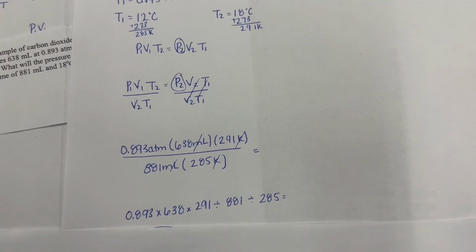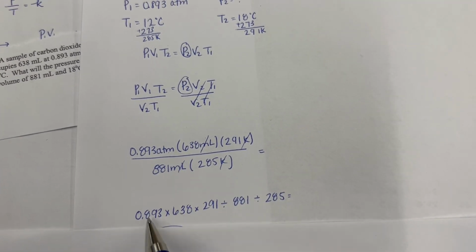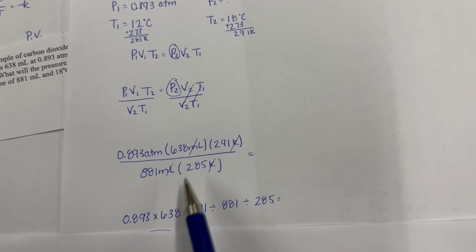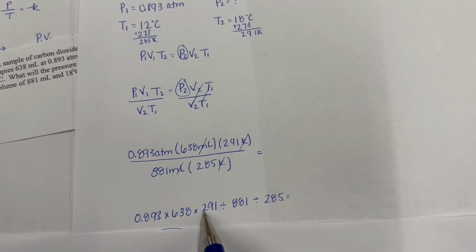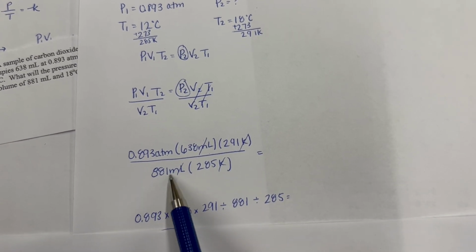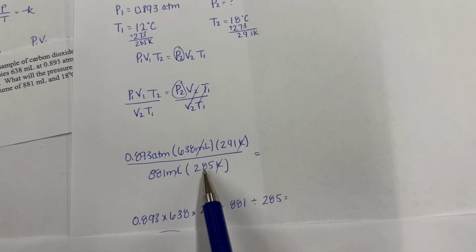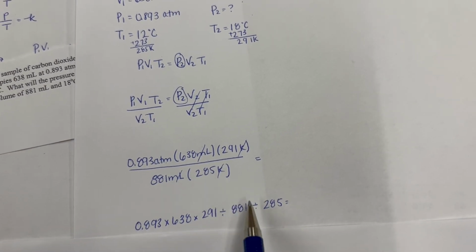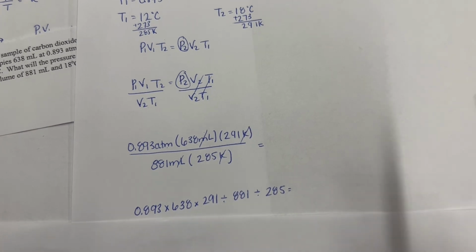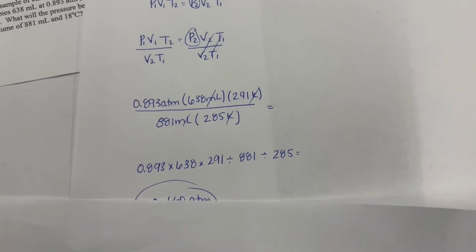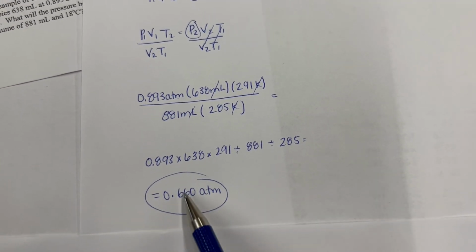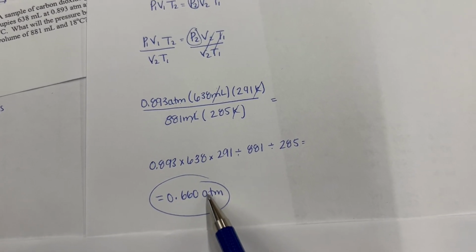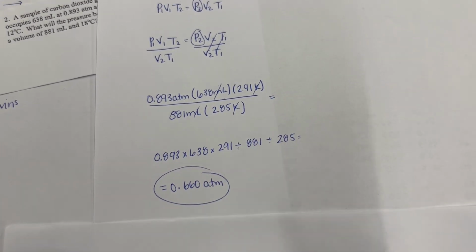How do you plug this into your calculator? It's 0.893 times 638 times 291. Then you're going to divide by 881, and you will divide by 285. Make sure you hit divide because it's underneath the division line. And when you plug that into your calculator, you will get 0.660 atm. I went to 3 significant digits because my problem had 3 significant digits.